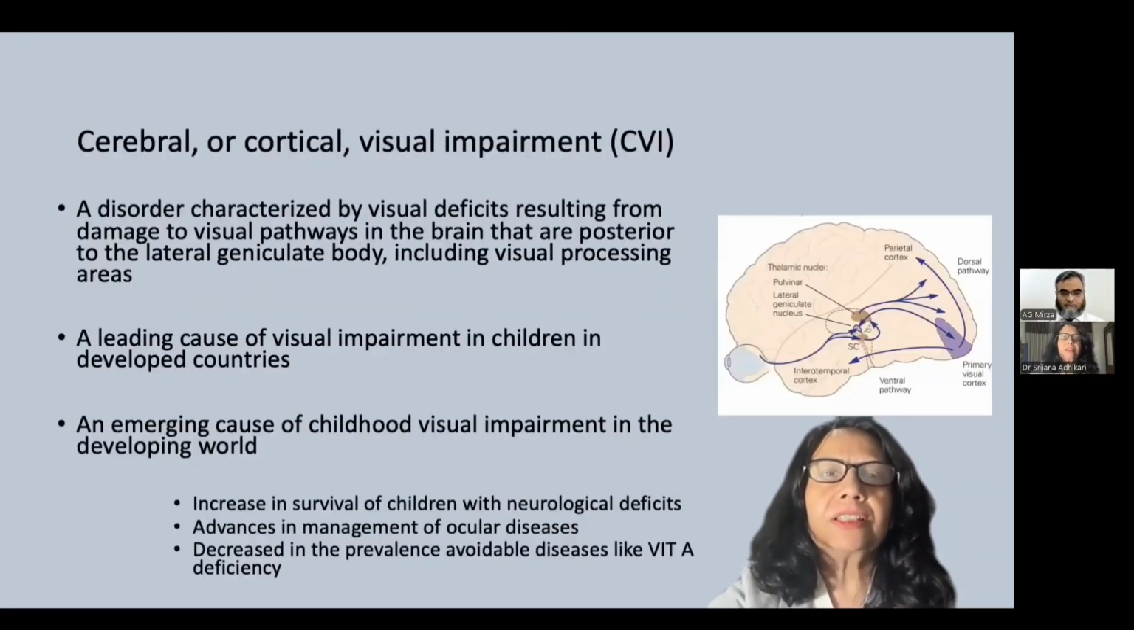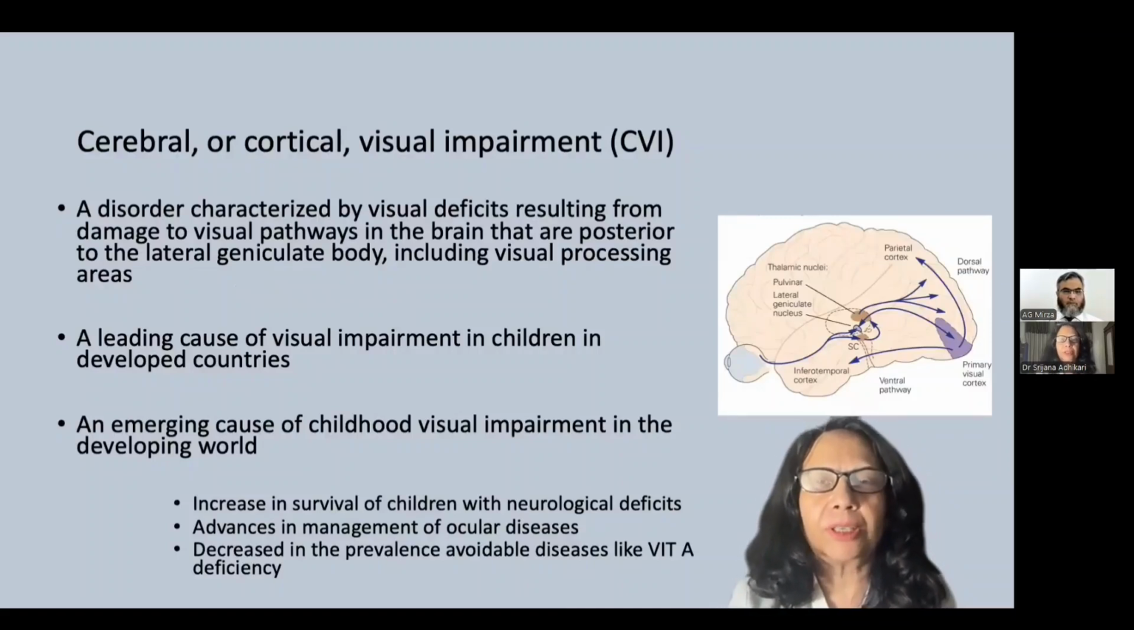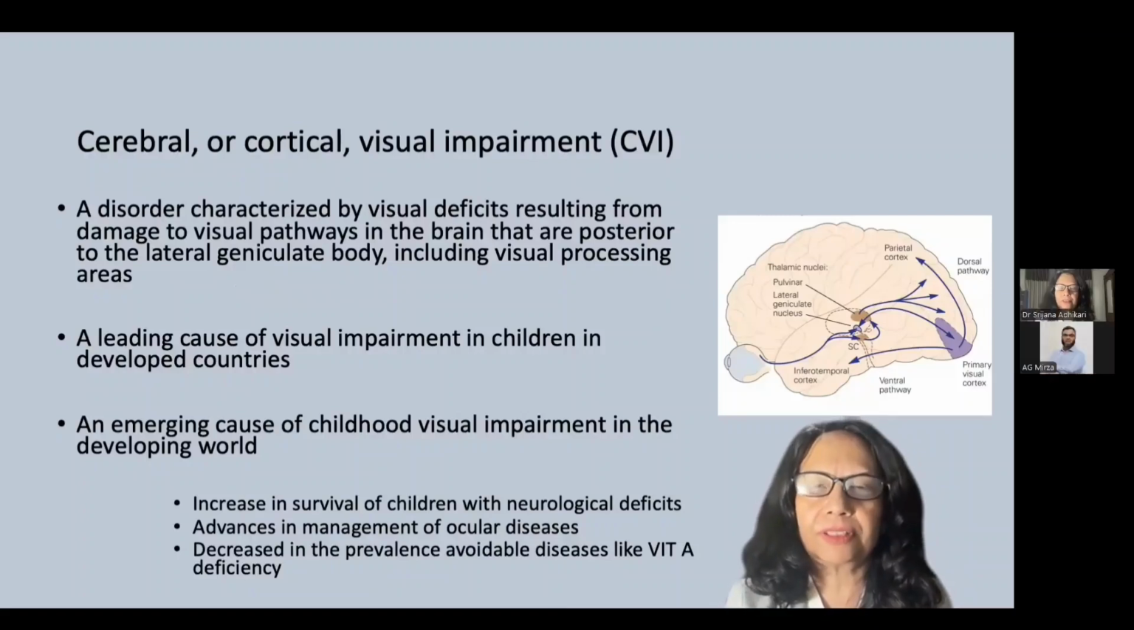So what is cortical visual impairment? Cortical, or we also call it cerebral visual impairment, is a disorder that is characterized by visual deficits resulting from damage to the visual pathways in the brain that are posterior to the lateral geniculate body, including visual processing areas.